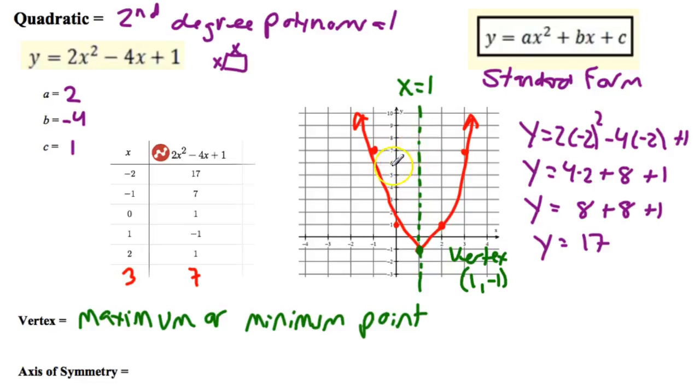And the axis of symmetry, it's like a butterfly. If this folded over, the wings would be the same. These are the same distance from both of these points. So any points on the right or left side of the graph will be the same distance from the axis of symmetry.